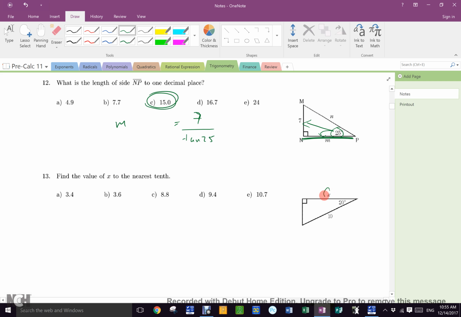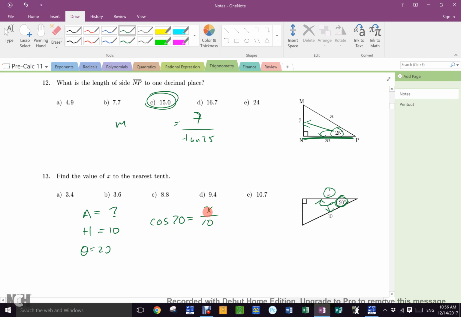Find x to the nearest tenth. There's x. I have an angle. I have a hypotenuse. What do I need? I need an adjacent. What uses A and H? Because my hypotenuse is 10. My adjacent, I don't know. And my theta equals 20. It's cos, isn't it? Cos 20 equals A, I don't know, over hypotenuse.